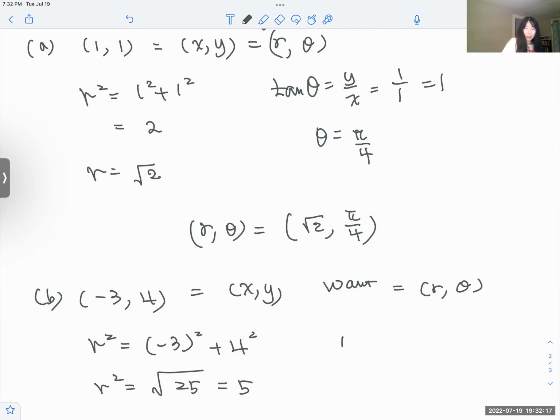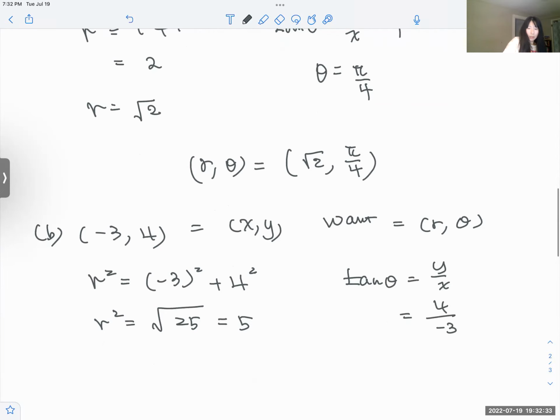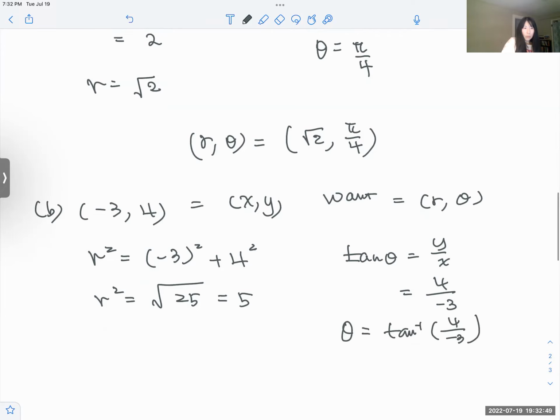Now theta, tan theta, which is y over x, which is 4 over -3. Okay, since this is not a nice number, we're gonna use the inverse tangent. So we will have the inverse tangent of this. What do you get for this one?